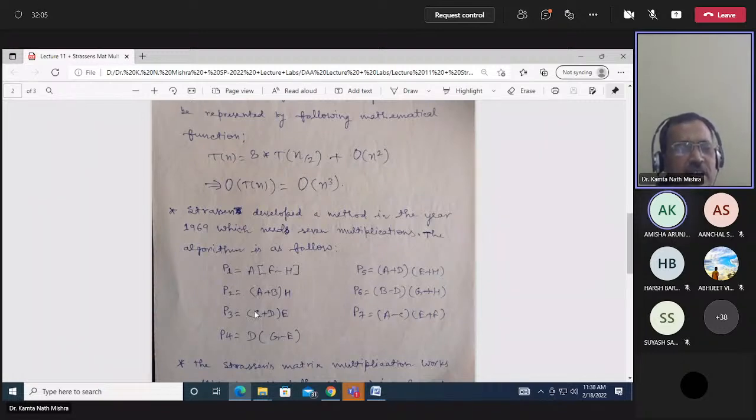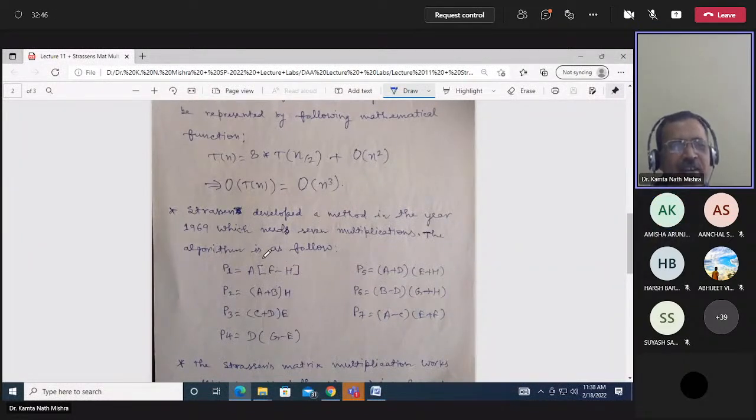Sir, do we have to learn that P1, P2 and everything, or is it by default? Learn means, sir, how did you get the value of P1? Like, why is it A into F minus H? It was the mathematician. After analyzing the things, he found that if we keep P1 as this, A into F minus H, P2 as this, P3 as this, P4 as D into G minus E. So how was it derived? He computed it.